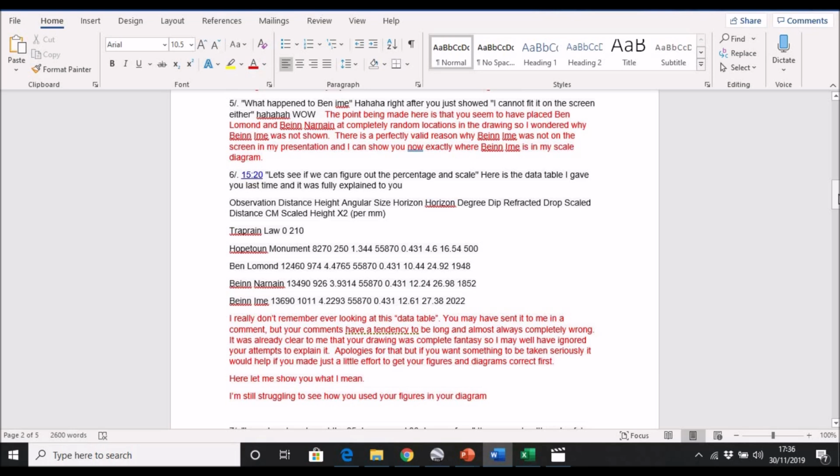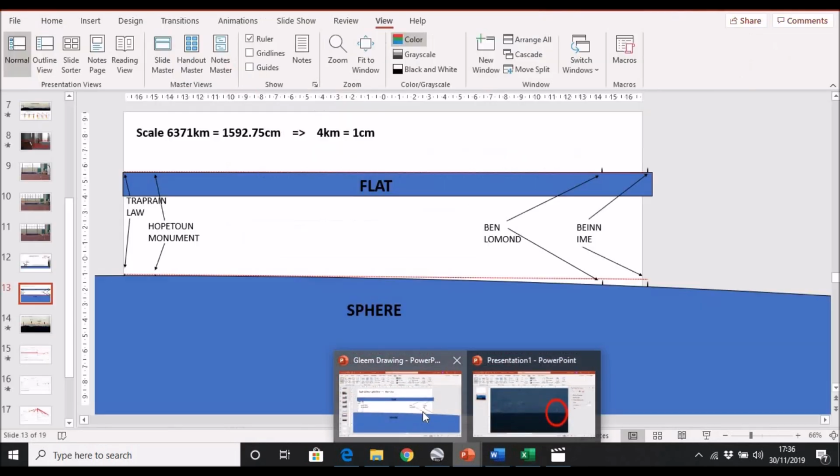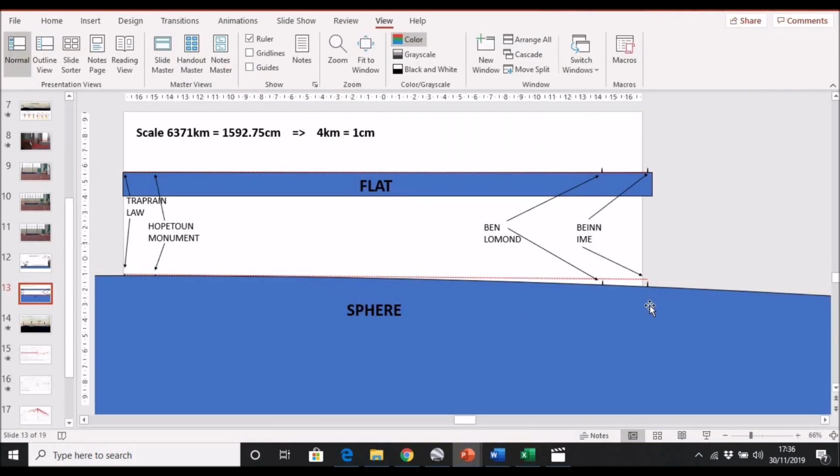Actually, it turns out they don't think they are completely random locations. He's just got the position of the Hope to Monument completely wrong. So I wonder why Benim was not shown. Now, there's a perfectly valid reason why Benim was not shown on the screen in my presentation, and I can show you now exactly where Benim is in my scale diagram. We've already seen it, but here it is.